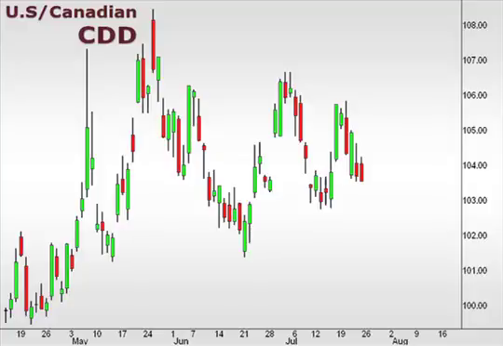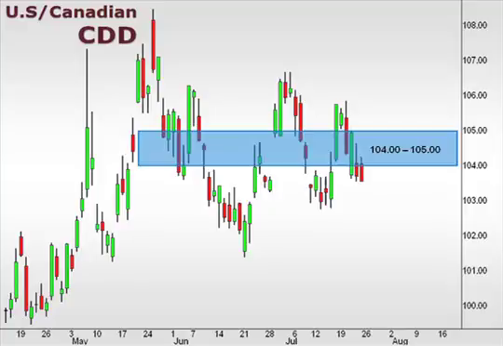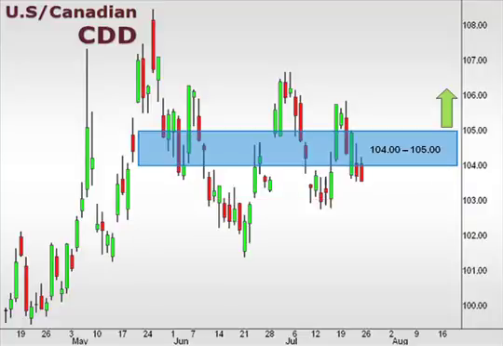Next up, the CDD, the US versus the Canadian dollar. Well, the CDD appears to be forming a large sideways triangle denoting indecision with respect to a directional bias. 104, 105 remains an important resistance level, and a break below 104 opens the window for a test of the 102, 103 focal zone. We need to see a break back above 104.5 to lend credibility to a move higher.